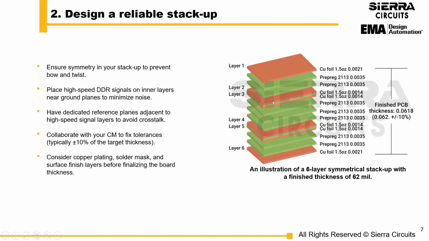You can also collaborate very closely with your PCB manufacturer to fix the tolerances, typically within plus or minus 10% of the target thickness. The combined dielectric and the copper layers often do not align with the final board thickness after the plating and surface finishing. You can also consider copper plating, solder mask, and surface finish layers before finalizing the board thickness.